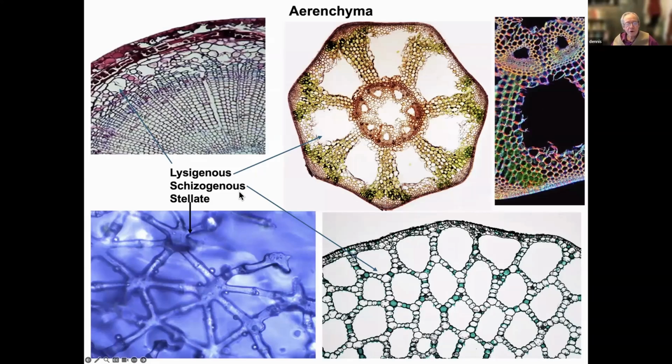That's in contrast to what we call the schizogenous, which occurs here in the Equisetum plant, and in many other aquatic monocots, where schizogeny means the cells just separate from each other, and they do it in a very patterned way. And of course, you don't see any walls protruding because there's no cell death involved in this. And then finally, there's a third type called stellate parenchyma.